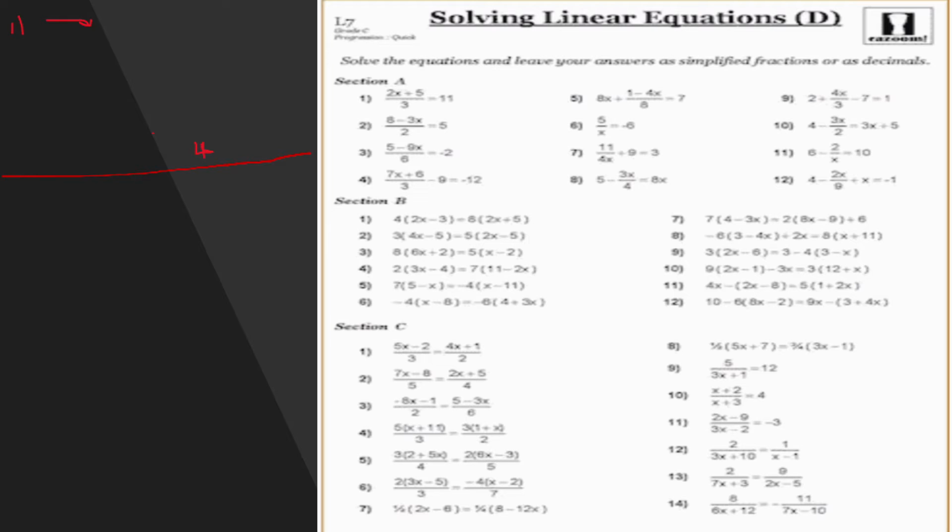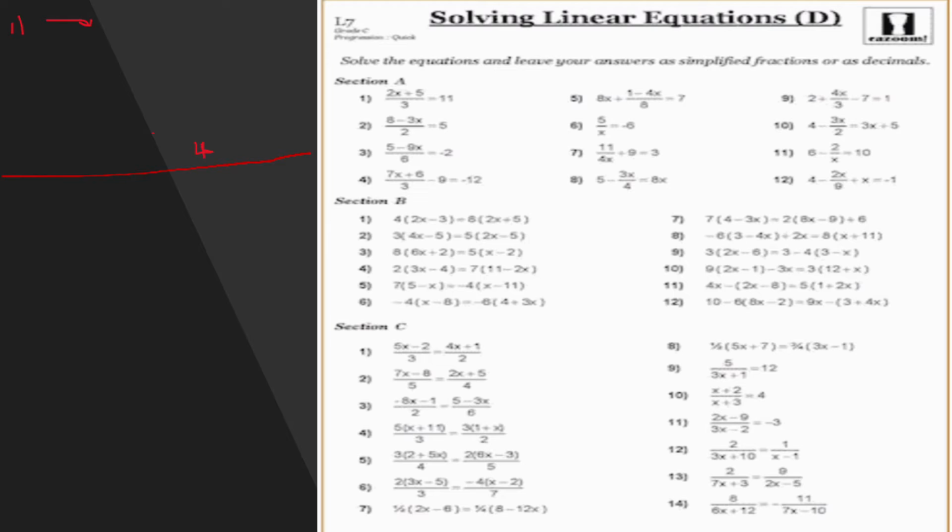I'm going to talk through the gist of how to answer section A questions, section B questions, and section C questions. Solving equations is all to do with isolating the letter and rearranging it, so working backwards in order to isolate and get the letter on its own, and balancing both sides of my equation. So we're going to start with section A, with question number 1.